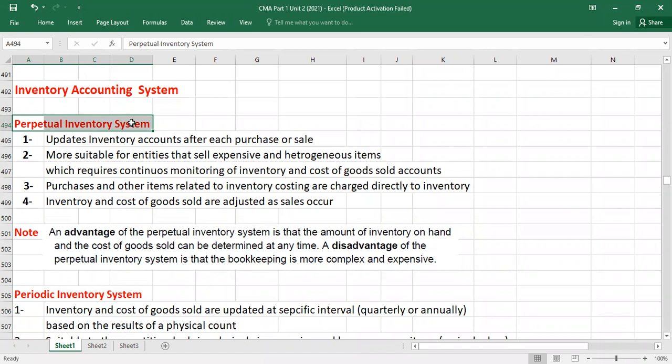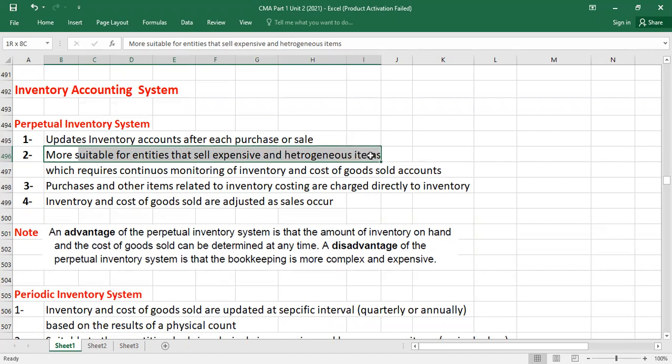Under the perpetual inventory system, these are the points which you should remember. First point: under the perpetual inventory system, we will update inventory records after each purchase or sale, because it is a continuous updating system. So you have to update your inventory system after each purchase or each sale. And why do we need to update after each purchase or sale? Because this perpetual system is more suitable for entities that sell expensive and heterogeneous items.